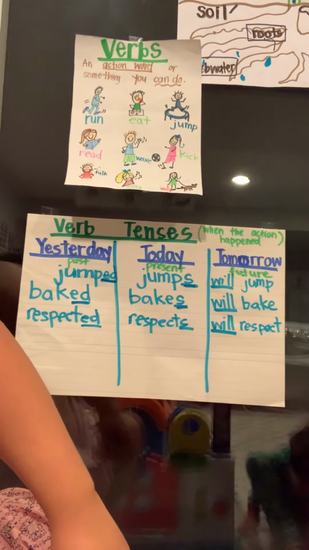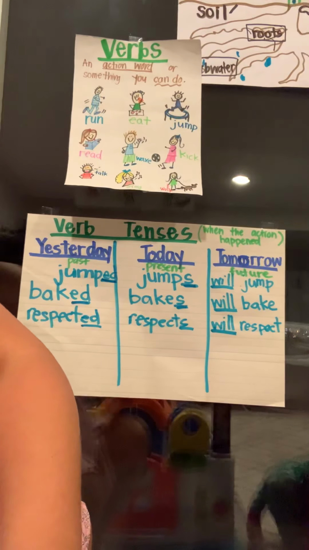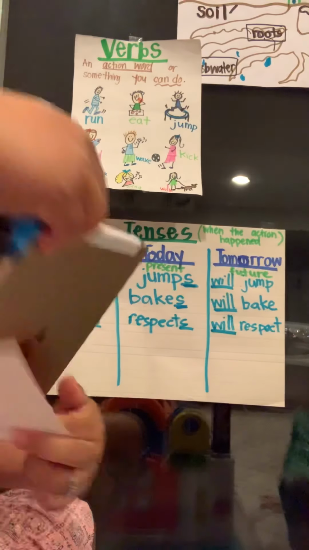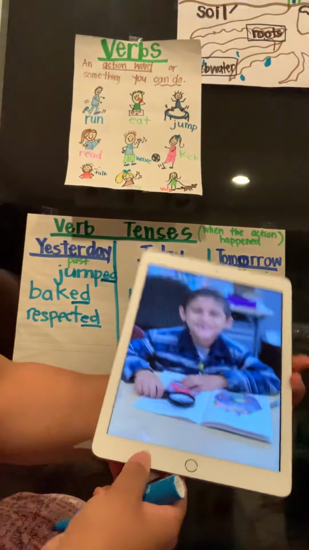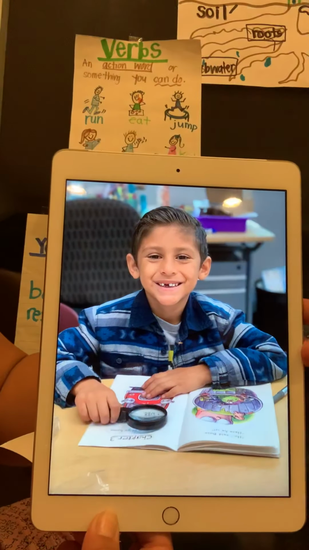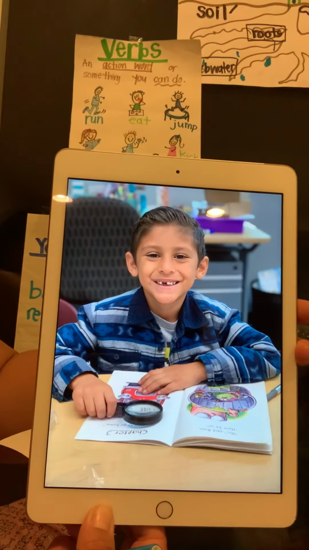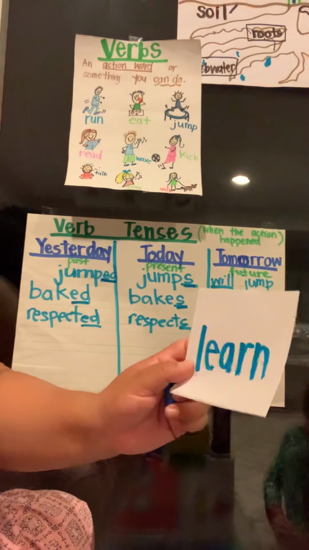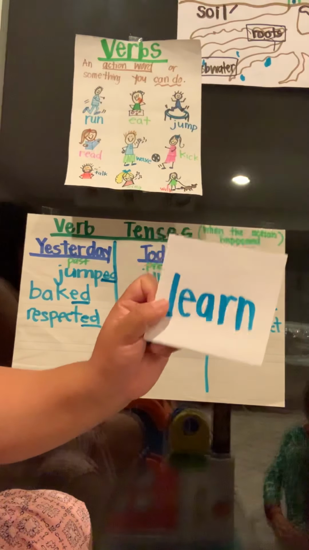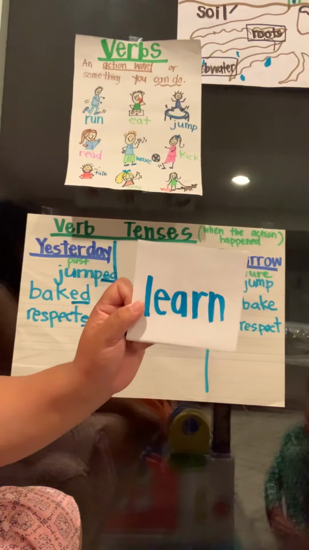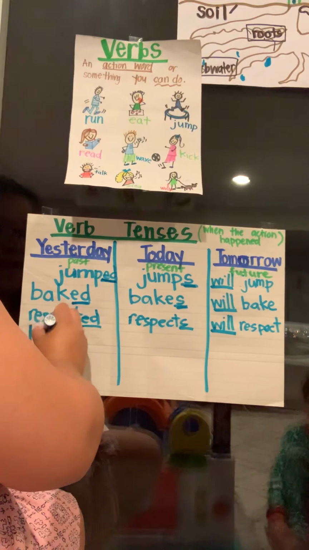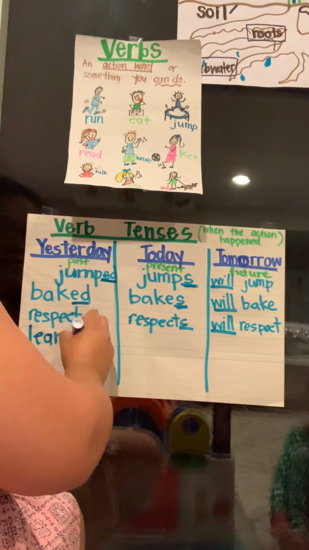Let's try another person, yeah? All right. Here's another person. This person is going to learn. That's their verb. Jesus. Jesus is learning, right? That's his verb, learn. So, yesterday, past, yesterday, Jesus learned math.